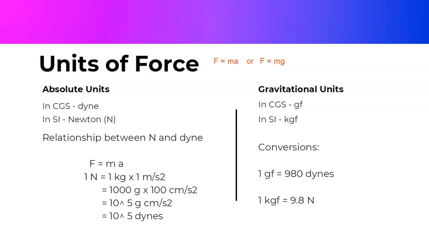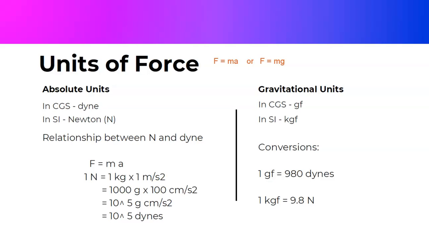Absolute units. Absolute units of force are Newton and dyne. Newton is in SI system while dyne is in CGS system. There is a small relationship that we have to obtain between Newton and dyne.